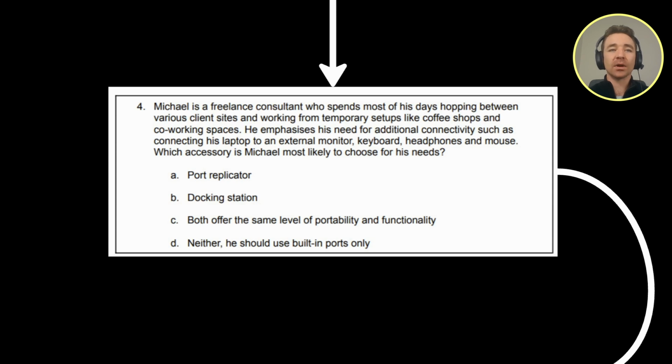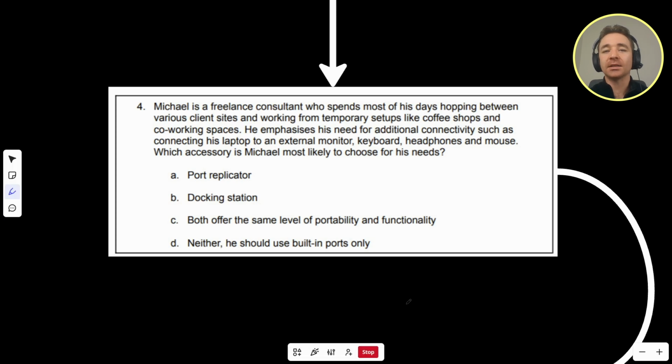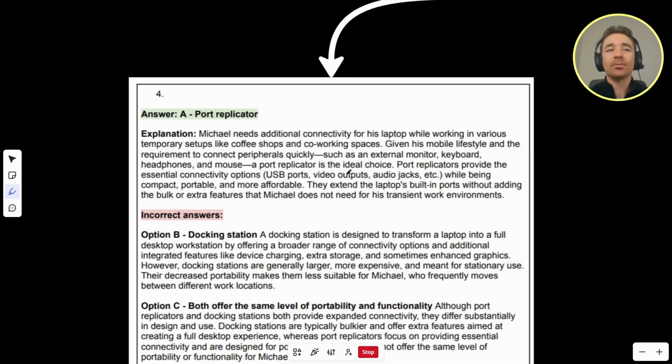A. Port replicator. B. Docking station. C. Both offer the same level of portability and functionality. Or D. Neither. He should use built-in ports only. Pause the video if you need more time. I'm going to the answer. The answer is A. Port replicator.